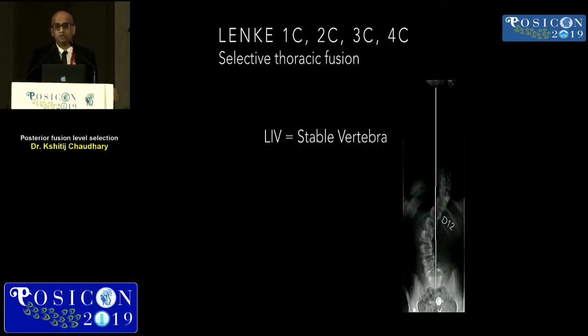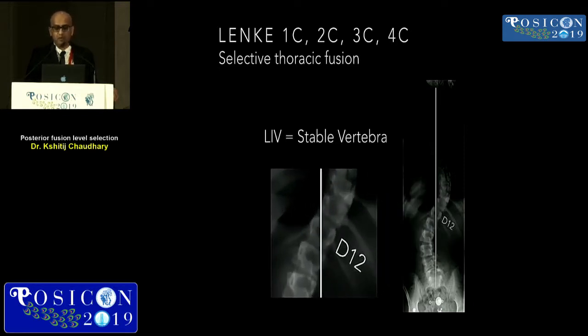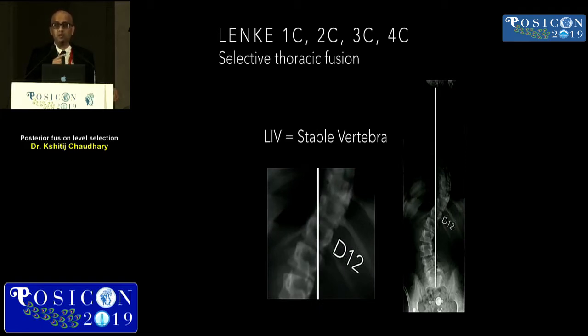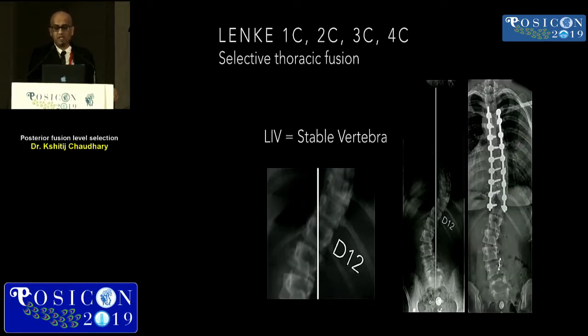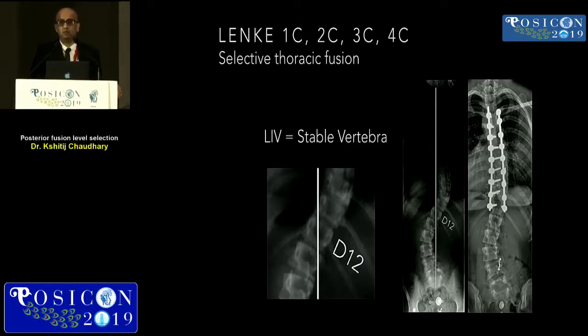So how do you choose the LIV for selective thoracic fusion? The LIV is the stable vertebra. In this curve pattern, the stable vertebra is D12, which is the most bisected vertebra by the central sacral vertical line. If the disc is the one that is bisecting the CSVL, then you choose the stable vertebra plus 1. So in this case, the fusion has gone down to D12. And mind you, you have to correct the thoracic curve to a lesser degree, otherwise the lumbar curve won't compensate it, and there has to be some amount of tilt left in the D12.